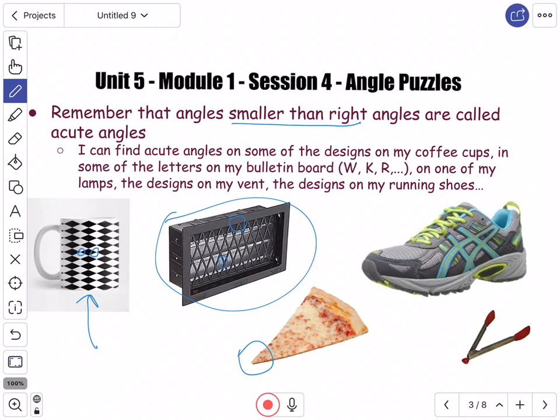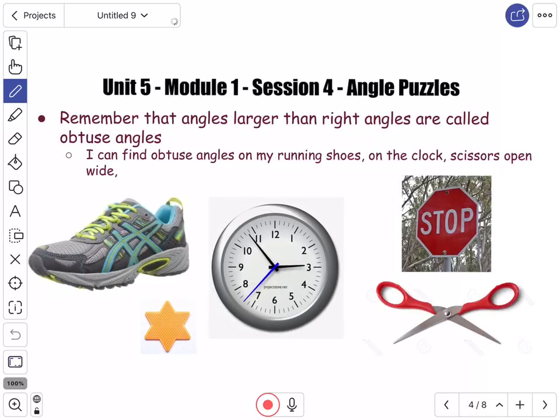One of my lamps in my house has acute angles on it, even on the design on the lampshade, though I don't have a picture of it. Even vents in the house have some acute angles on them as well. A piece of pizza. On my shoes, these are my running shoes, there are some acute angles as well. And also tongs for cooking, I might find some acute angles on those. So you are going to look around for acute angles as well, okay?